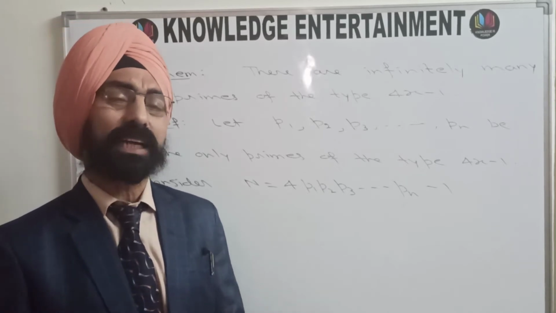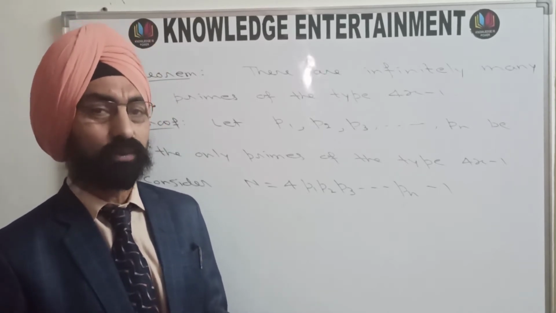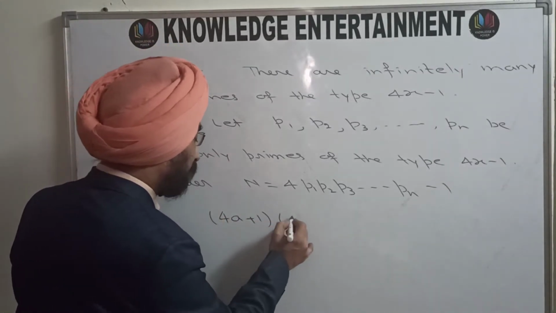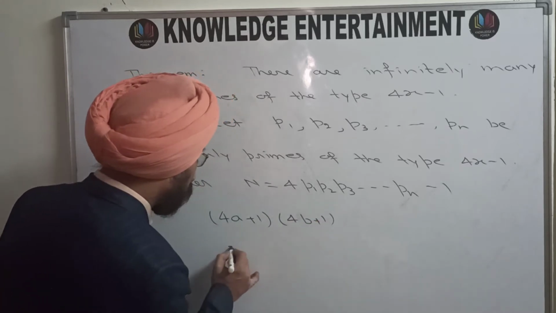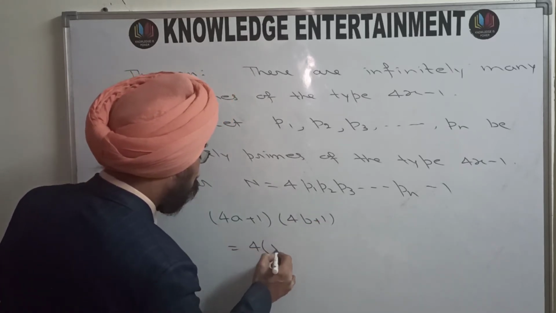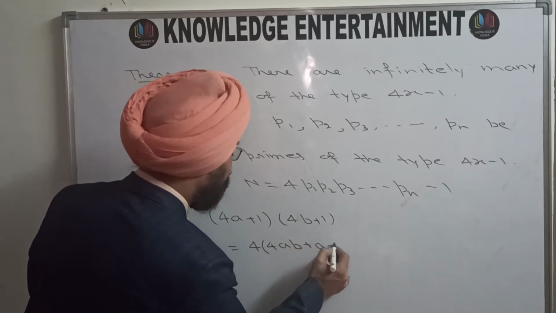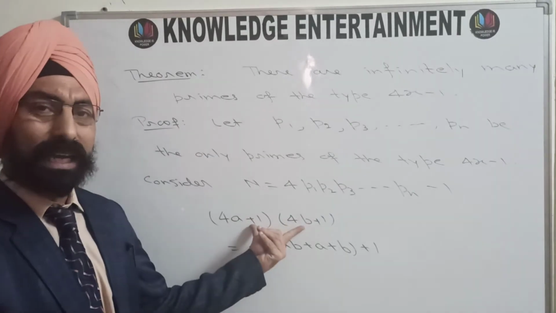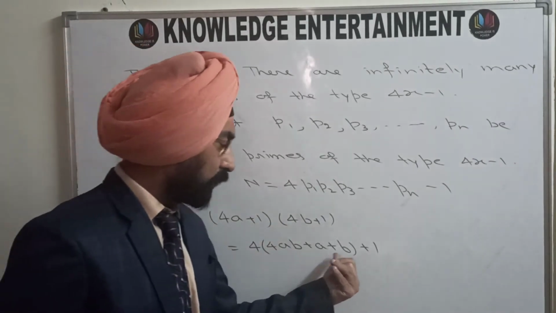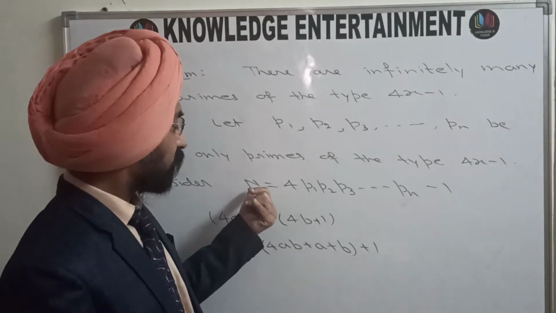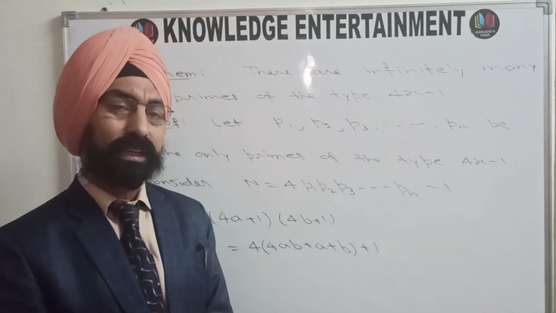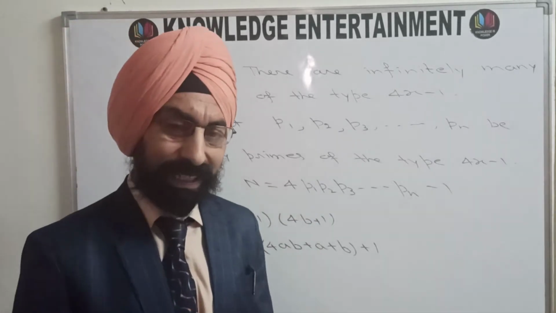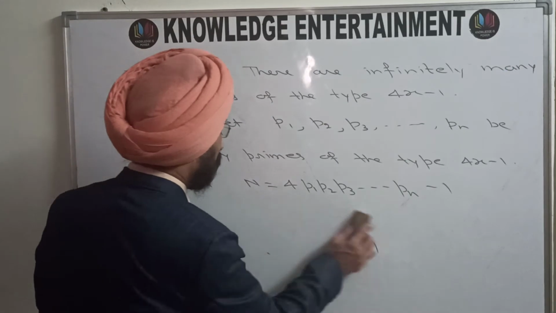Because if all the divisors are of the type 4m plus 1, the product will also be of the type 4m plus 1. Look, if you multiply 4a plus 1 and 4b plus 1, the result you obtain is 4ab plus a plus b and plus 1. So if you take two numbers of the type 4m plus 1, their product is also of the type 4m plus 1. So if all the divisors of n are of the type 4m plus 1, number n should also be of the type 4m plus 1, which is not the case. So all the divisors cannot be of the type 4m plus 1.